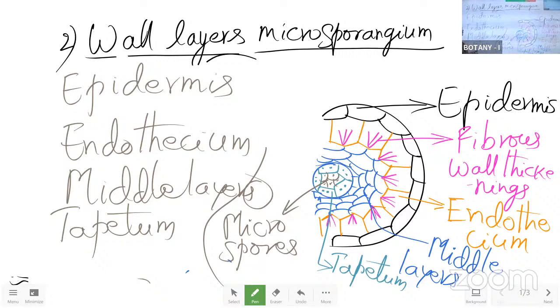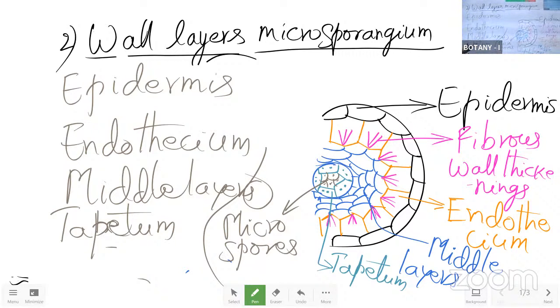And after attaining maturity, once the microsporangium develops and expands, these middle layers are crushed between the endothecium and the tapetal layer and become a powder-like structure, which helps in giving layer-like protection for the microspores that are going to be released from the microsporangium. Okay, and the main function is to give the nutrients and the space for the further development of the microsporangium. And the last wall layer is the tapetum.